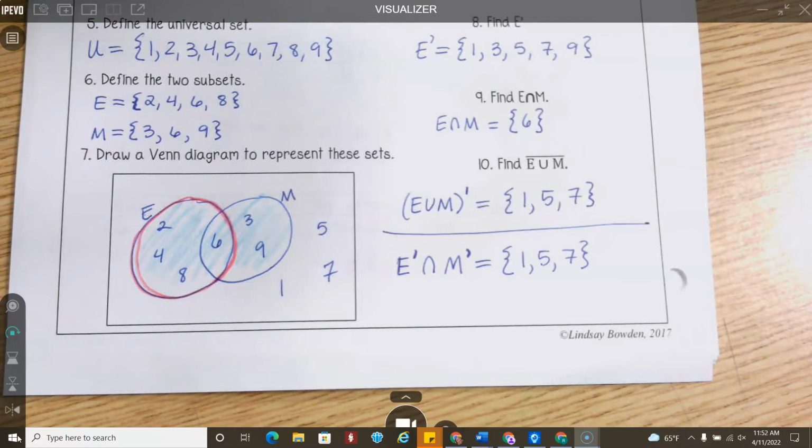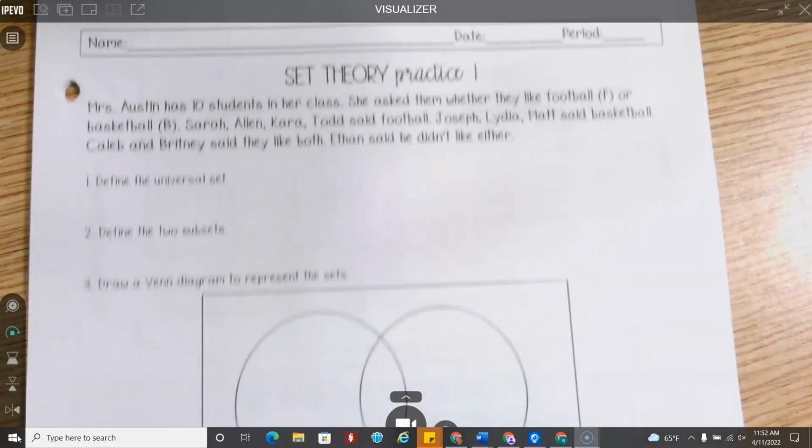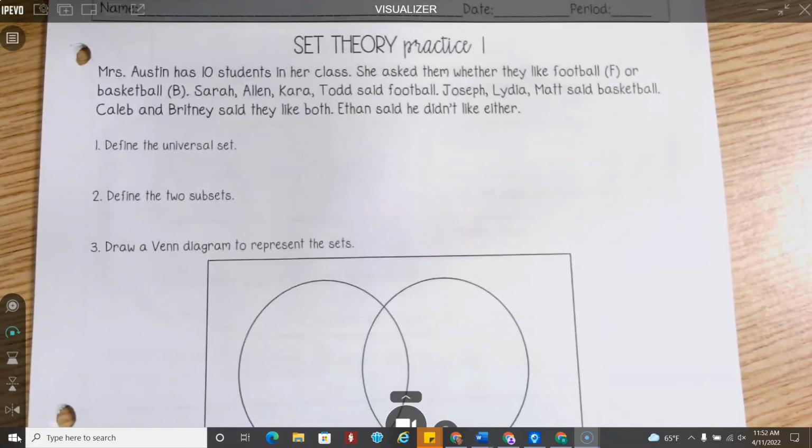Questions there? All right. Looking at this next page, Mrs. Austin has 10 students in her class. She asked them whether they like football or basketball. Sarah, Alan, Kara, and Todd, all different first letters, so you can call them S-A-K-T, said football. Joseph, Lydia, and Matt said basketball. Caleb and Brittany said they like both. Ethan said he didn't like either.